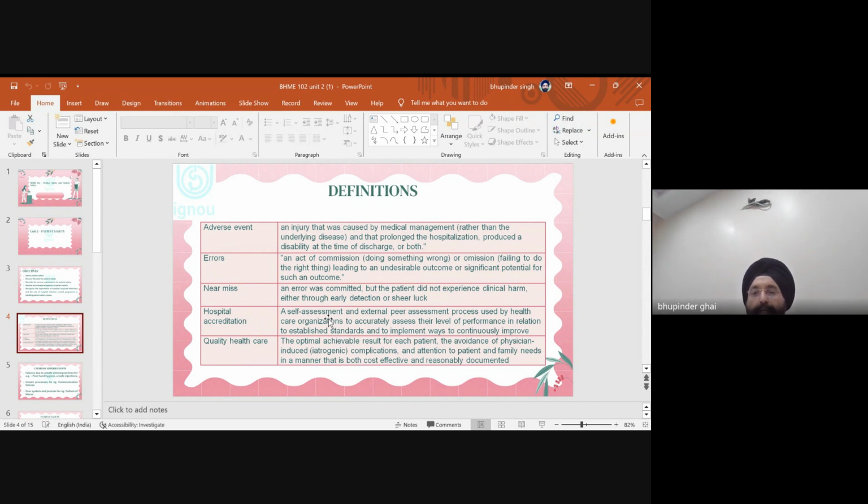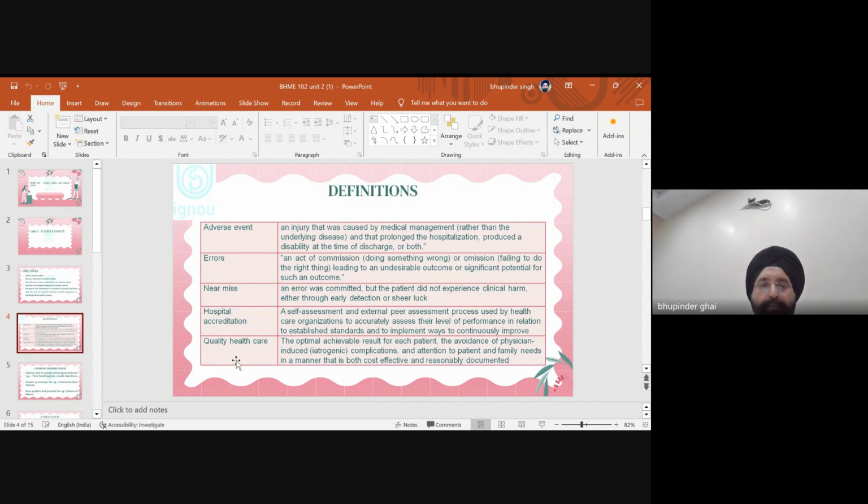So that the final outcome is as per desire. This assessment is done either by the internal team or by the external team. This is a quality assessment so that the hospital performs the activities as per the laid down rules.